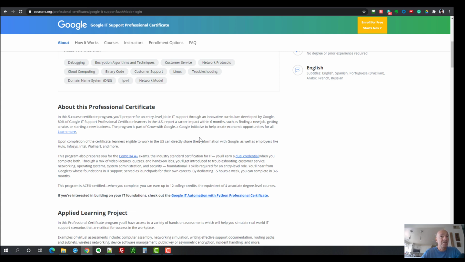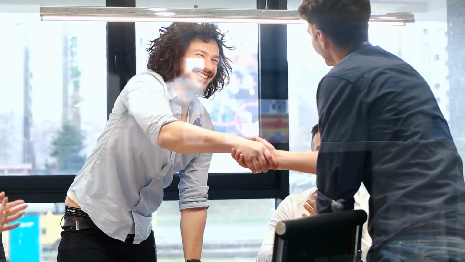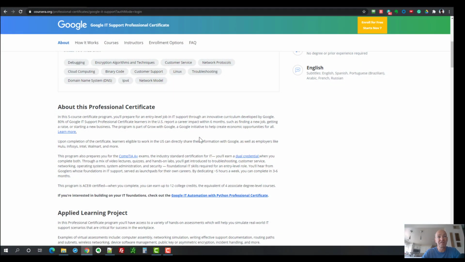So learners eligible to work in the United States can share this information with Google when they pass this course, when they earn the certification. So I've seen reports where Google actually is actively hiring people that pass this course, that earn the certification, including here listed Hulu, Infosys, Intel, Walmart, and others. So the certificate carries value, so please treat it appropriately.